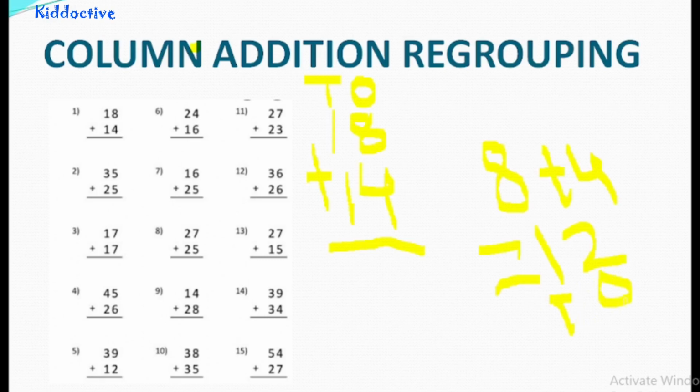So tens place, ones place, we are going to group it, and we are going to take the ones place number because it is the ones place. So what are we going to write here? 2. So what is left in the tens place? 1 is left. So we are going to write it here. So we are going to add it. 1 plus 1 is 2 and 2 plus 1 is 3. Okay, understood?